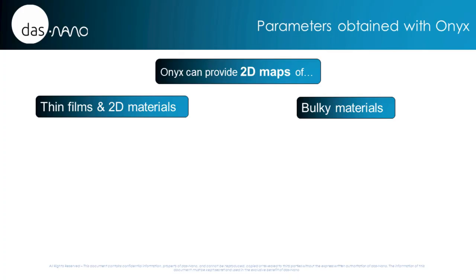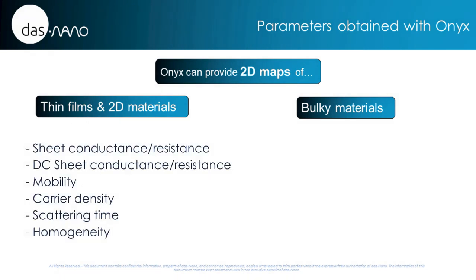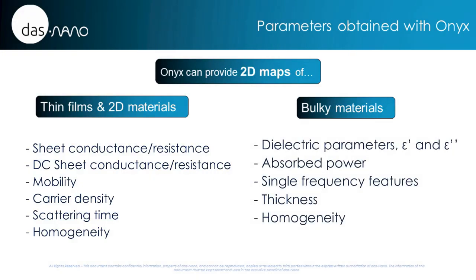The use of complex algorithms allows us to calculate parameters such as sheet resistivity and carrier mobility in thin films and novel 2D materials, or dielectric parameters and dimensions in bulk materials. Then, a wide variety of materials can be fully characterized by a single tool.